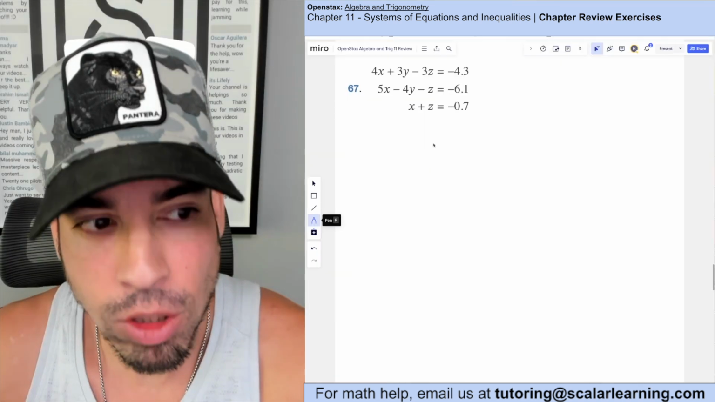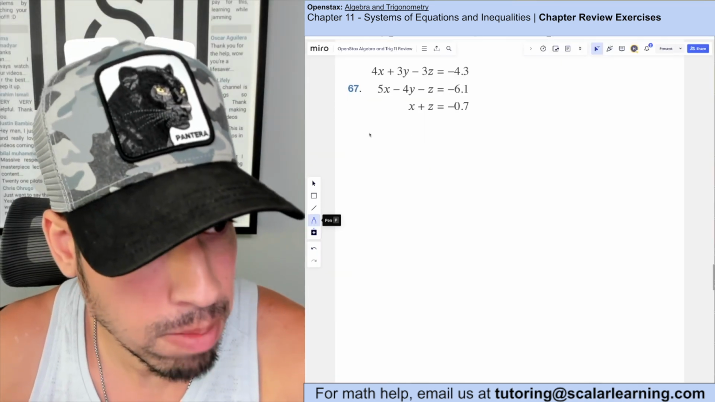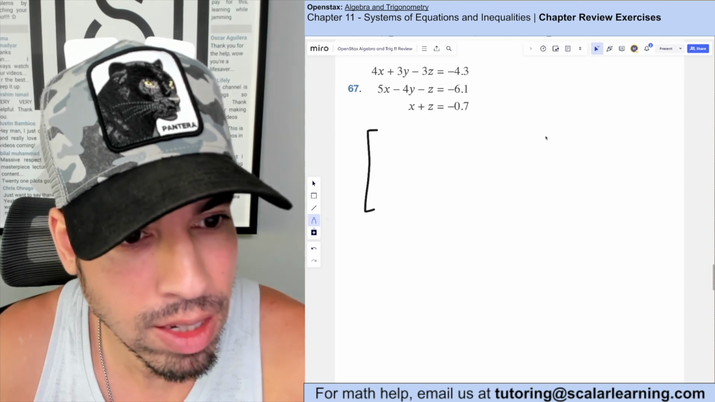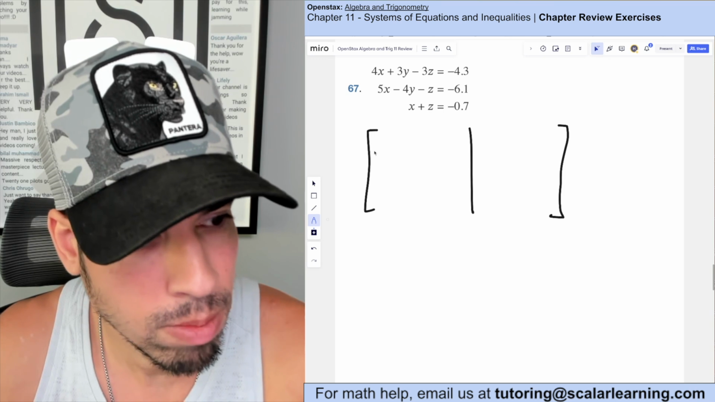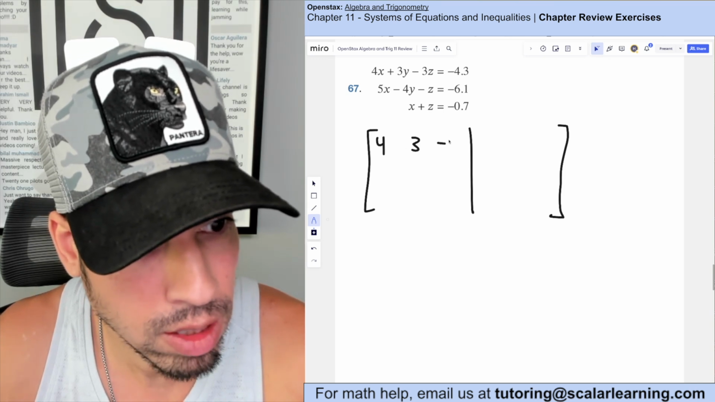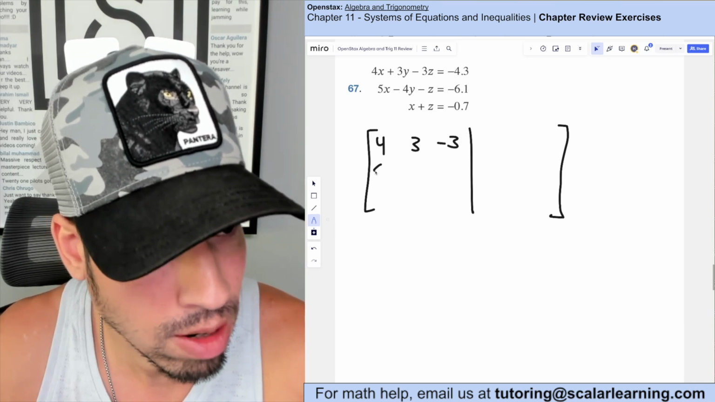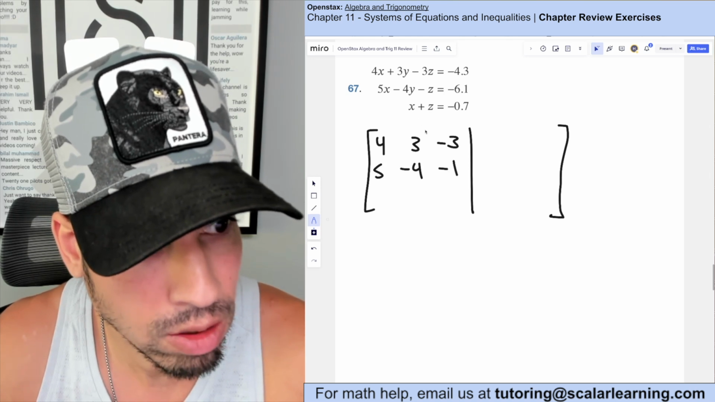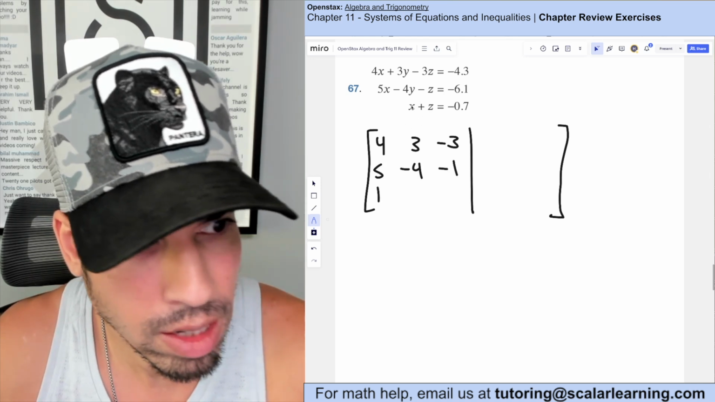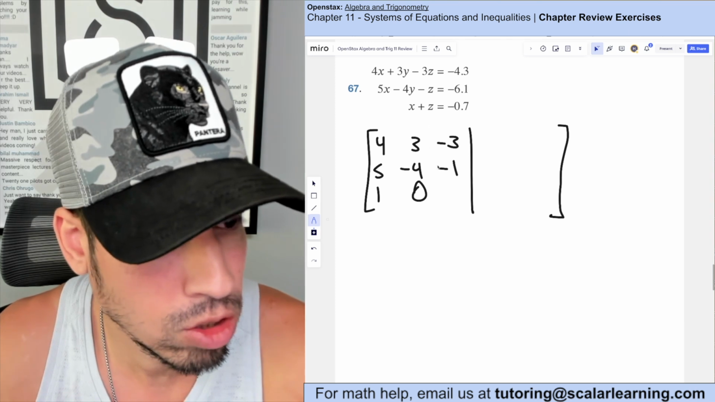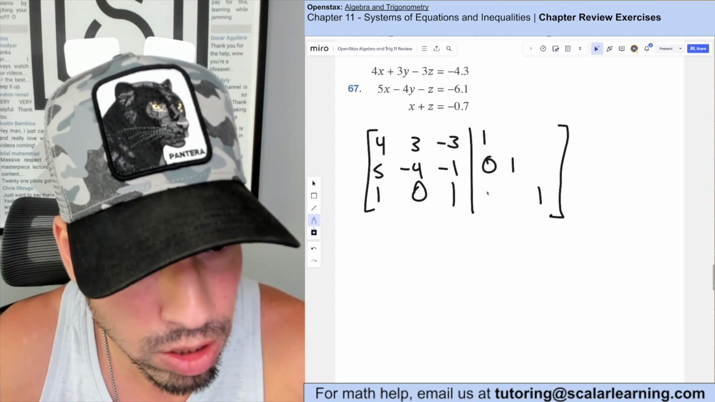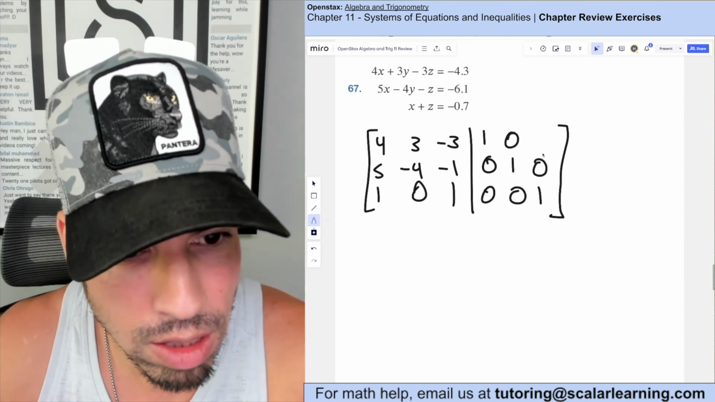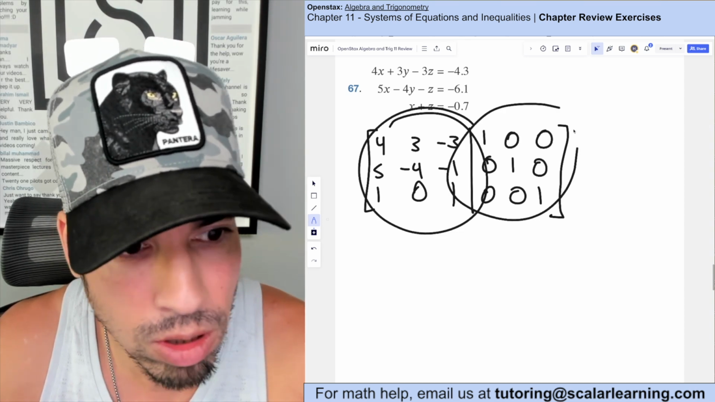Done. So for this one, we have a 3 by 3 matrix that we need to set up. And again, we're going to use that inverse method. So first, let's get the matrix in here. We got 4, 3, negative 3, right? Just these coefficients. And we got 5, negative 4, and negative 1. Here, there's a 1 in front of the x, invisible. There is no y, so that's 0. And then z will be a 1 again. Then we put that nice identity matrix over here. And what we're going to do to get the inverse is we make everything here look like this.